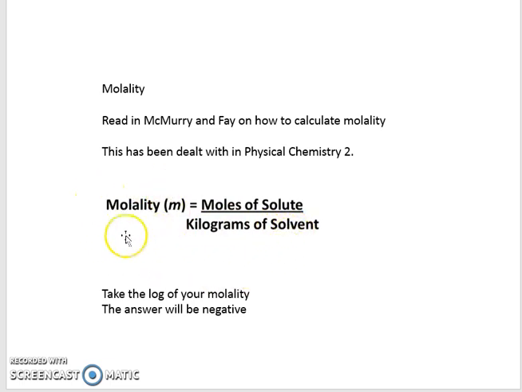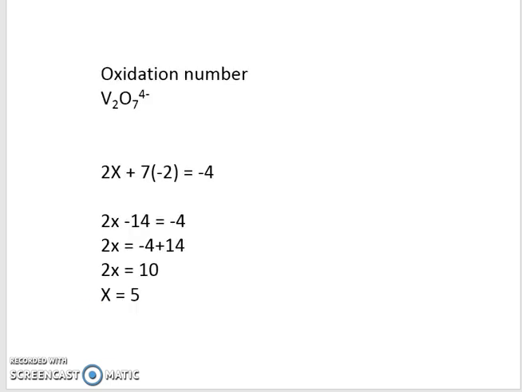Then after you've calculated the molality, you need to take the log of your molality, and the answer will be negative. So if you get a negative answer, it's correct. If you get a positive answer, you have made a mistake. Then you have to recalculate and check.